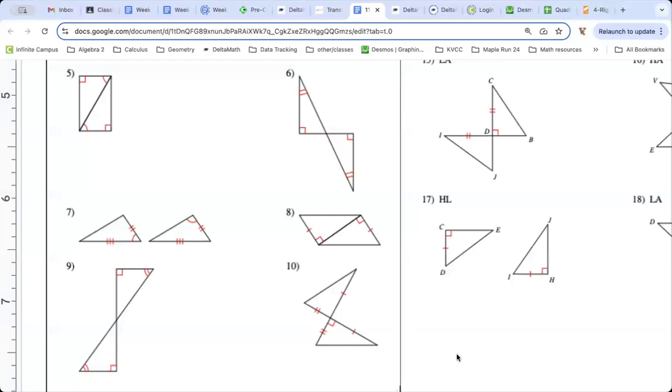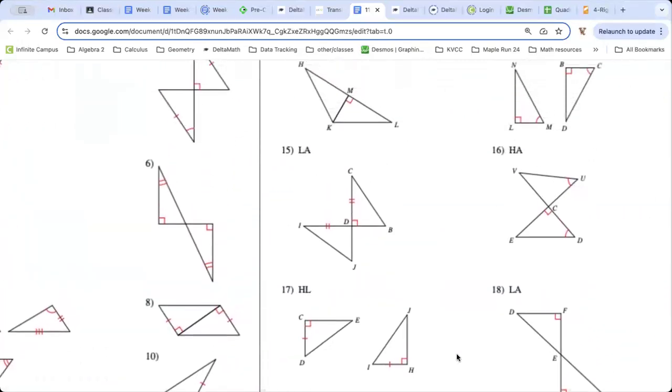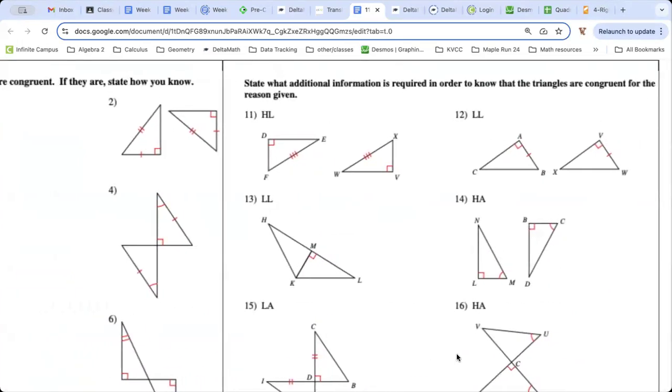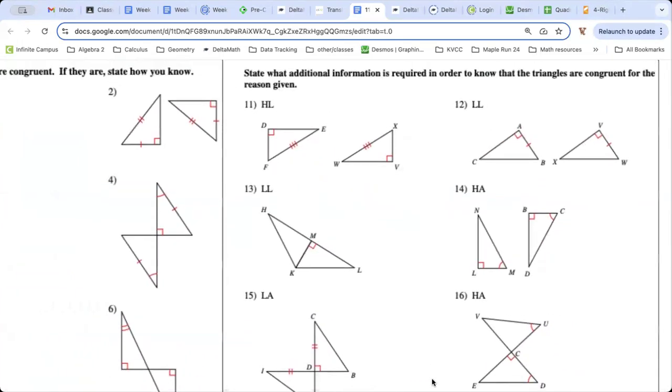We're following the same rules, but they're asking us to do something different. What do they want us to do here? Let's read it. Always read it, okay? State what additional information is required in order to know that the triangles are congruent for the reason given. Okay, so you will see it's not too bad. All right, good. Those are two right triangles, so for right triangles, HL will work.